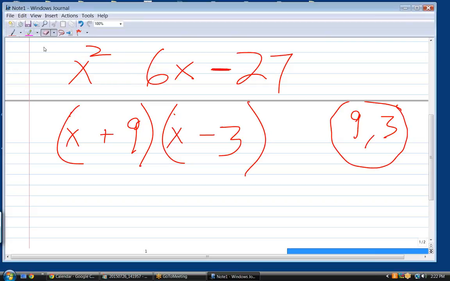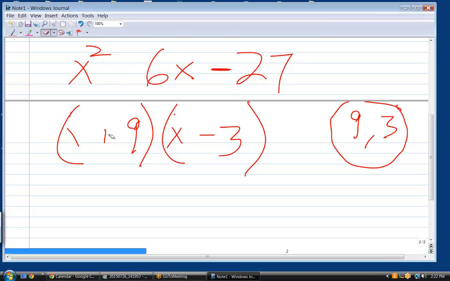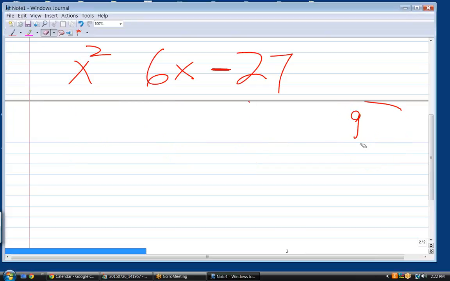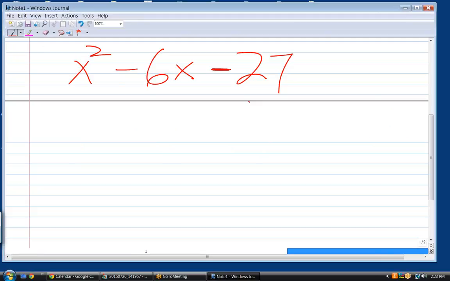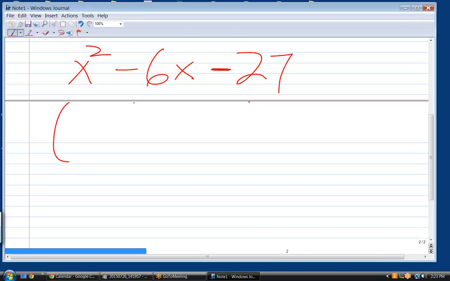Can we go over this again slowly? Yep, absolutely. We'll go over it as much as you want. This time I'm going to change that to a minus 6x. So let's go through all 4 steps. First step is that.